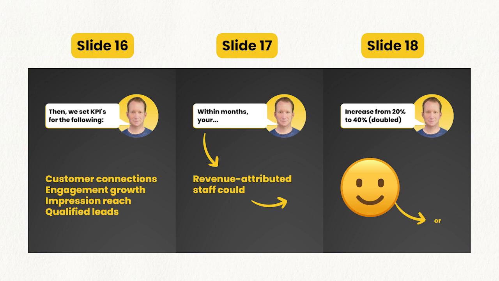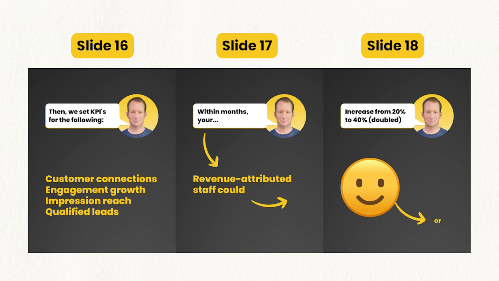This is really just drawing into that about section where you're setting KPIs, right? You're not just fly by night. This is measurable. This is objective. You've got customer connections as a KPI. It could be engagement growth, impressions, qualified leads. And now you start to show that better future.